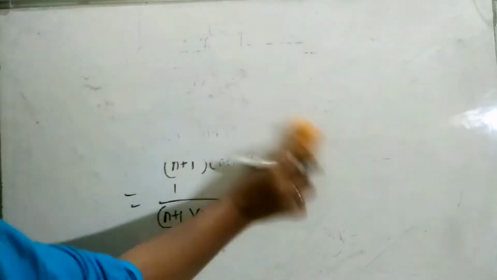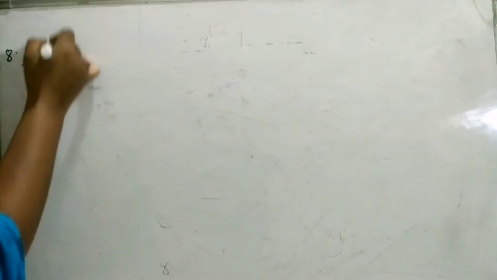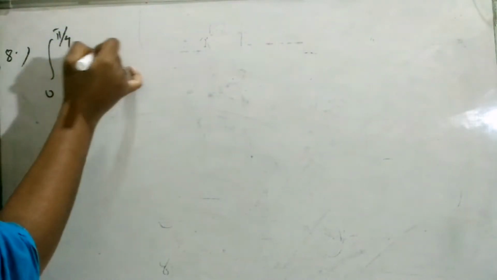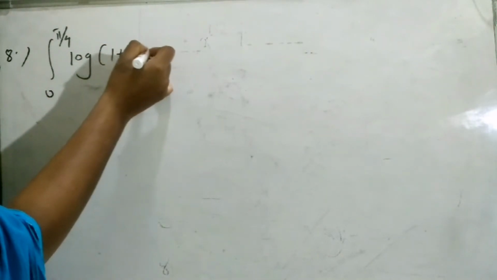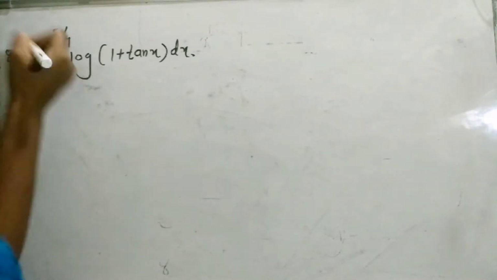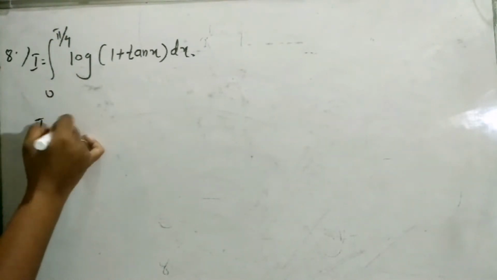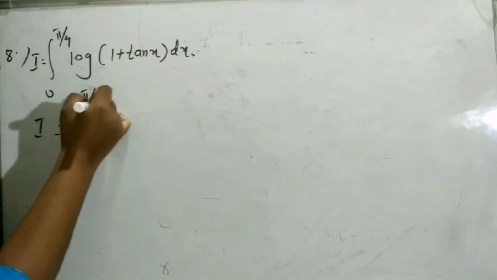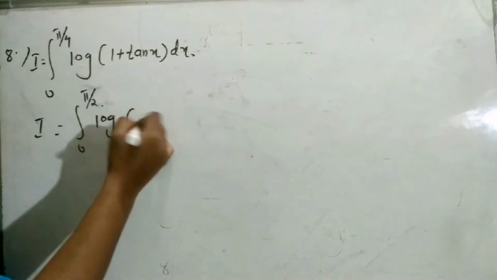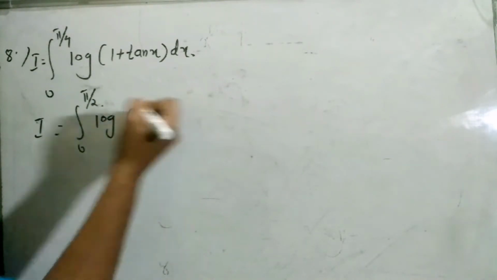Now 8th question. Integral 0 to pi by 4 log of 1 plus tan x dx. Okay, this is I. Now I is equal to integral 0 to pi by 4 log of 1 plus tan x.